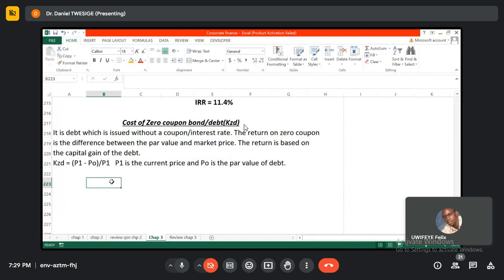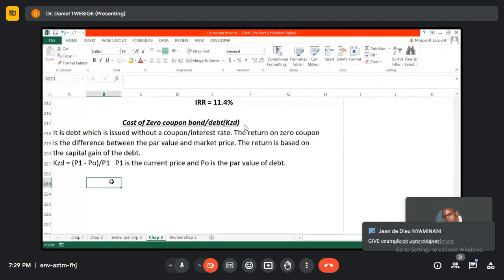So that is the cost of a debt. It depends on the type of debt that you are calculating. Whether it is floated or not floated, and if the debt is floated, what is it? Redeemable, irredeemable, convertible, or a zero coupon? It's going to depend on the debt that you are calculating when you are determining the cost of the debt. So in brief, that is what we can say on the cost of debt.